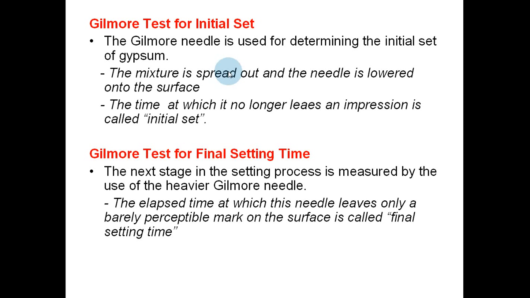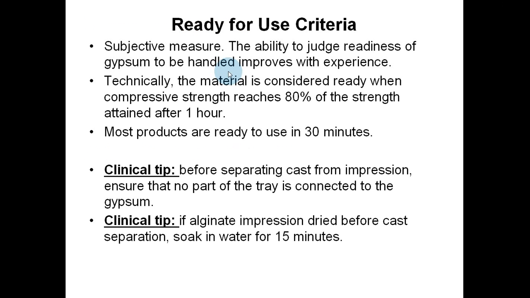The Gilmore test for final setting time. The next stage in the setting process is measured by the use of heavier Gilmore needles. The elapsed time at which the needle leaves only a barely perceptible mark on the surface is called the final setting time.